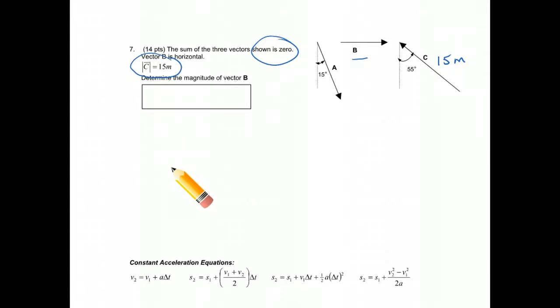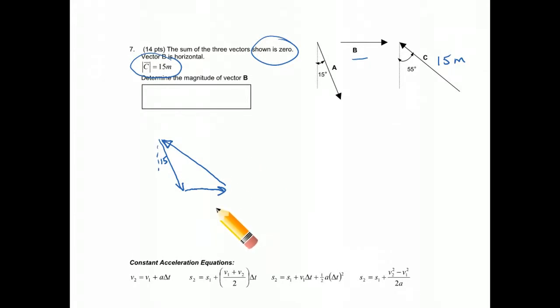Remember, they have to start and end at the same place, and they have to be head to tail. So I'm going to draw out my A. And remember, that's 15. Going to draw fairly large. Okay. And then let's add B in there. It's horizontal. We don't know its magnitude. And C. So let's draw C coming back this way. Again, head to tail. Have to all add up.